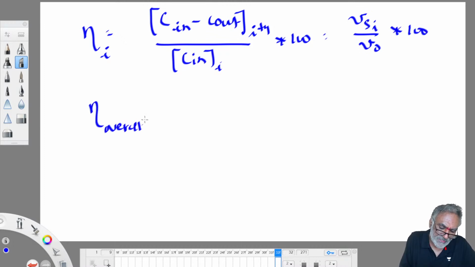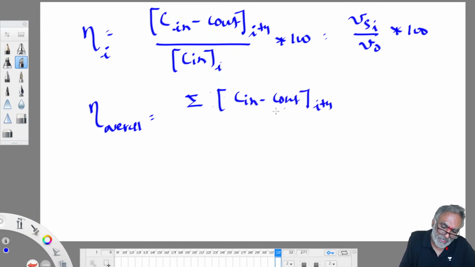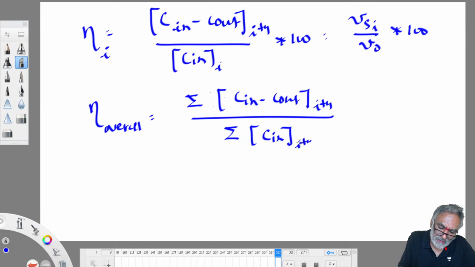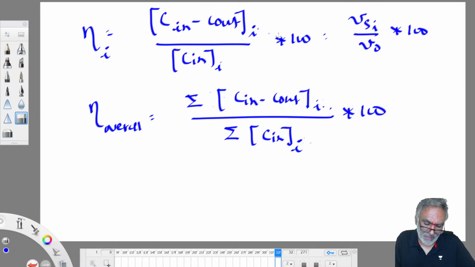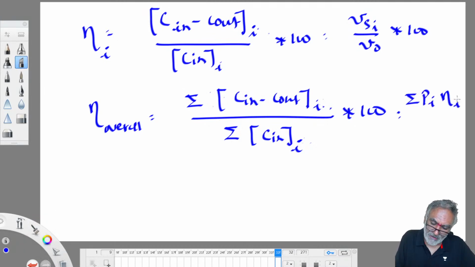Similarly, overall removal efficiency is equal to sigma Pi. In terms of concentration, you can also write it as sigma of all particles, C in minus C out, divided by sigma C in of all particles, into 100. This way you can work it out. Which is also equal to sigma Pi into efficiency of the ith particle by 100.